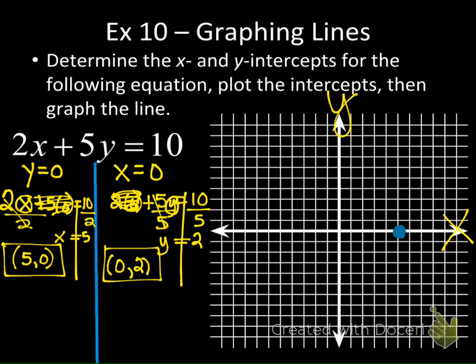So then I'm going to come to my second ordered pair. My ordered pair is 0, 2. So I'm going to start at the origin. My x is 0, so I don't move. My y is positive 2. So what do I do for that? Go up. Go up how many spots? 2.